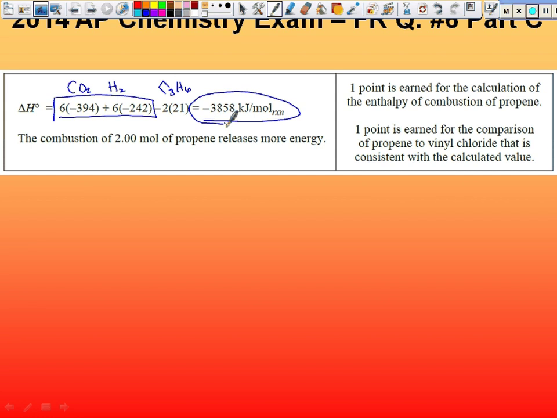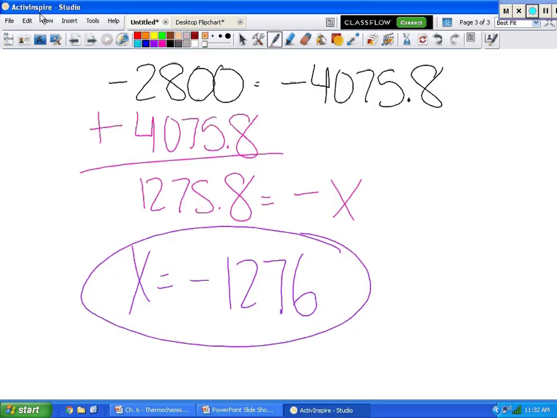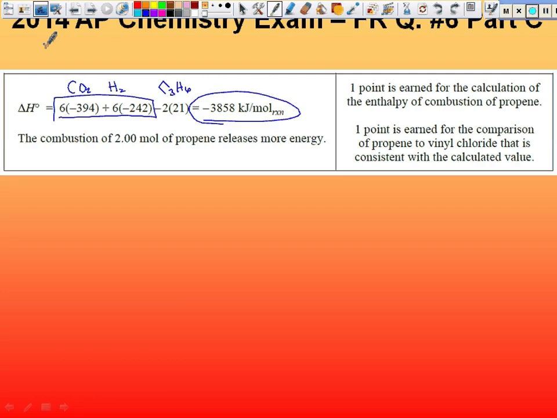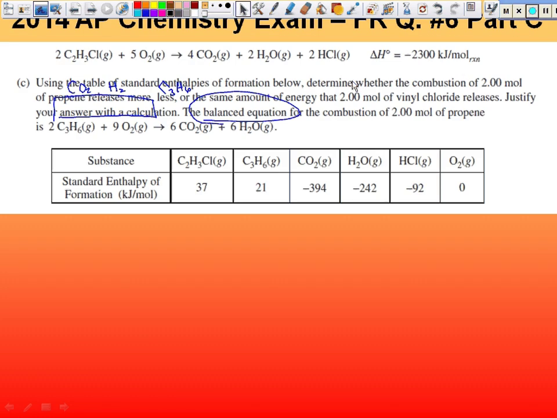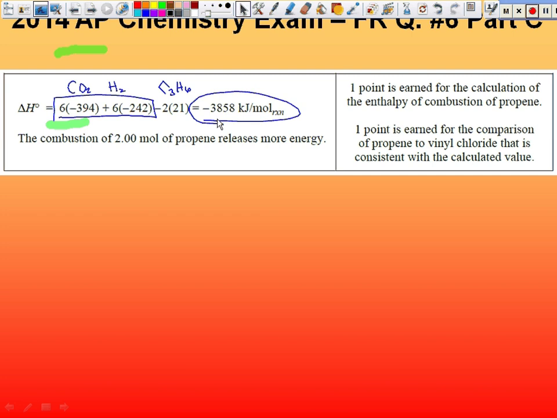Very good. So here's the deal. The problem is, reread the question. What did the question say? It says with 2 moles. Well, look at both of your reactants. This is 2 moles, and this is also 2 moles. So you can have them comparatively. So this is negative 3,800. So the combustion of 2 moles of propene releases more energy. So that's all you had to say.